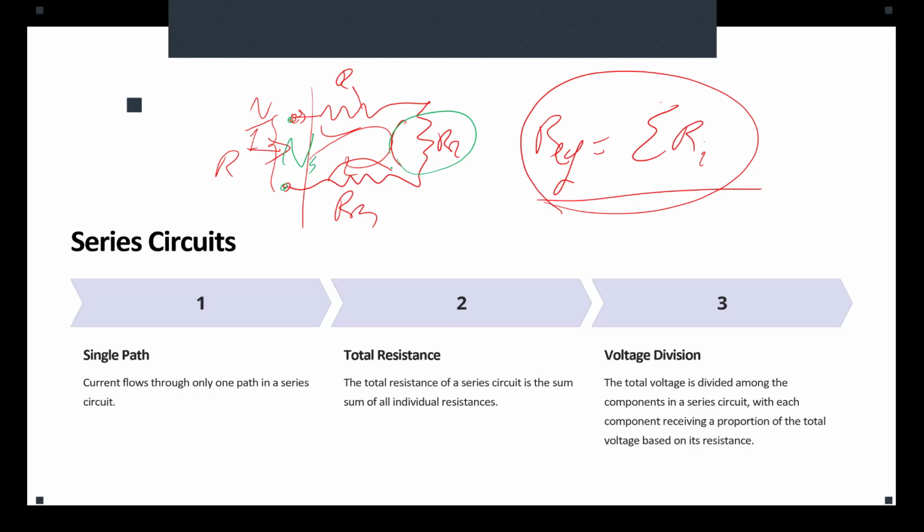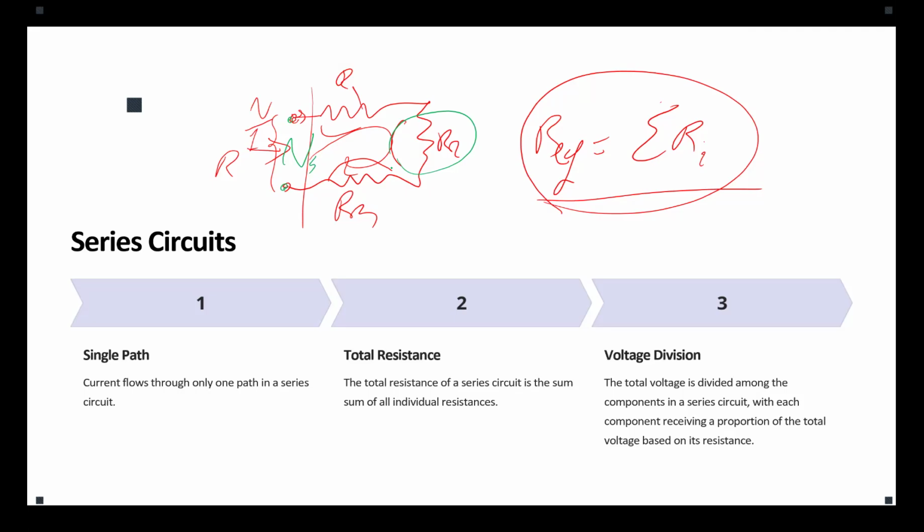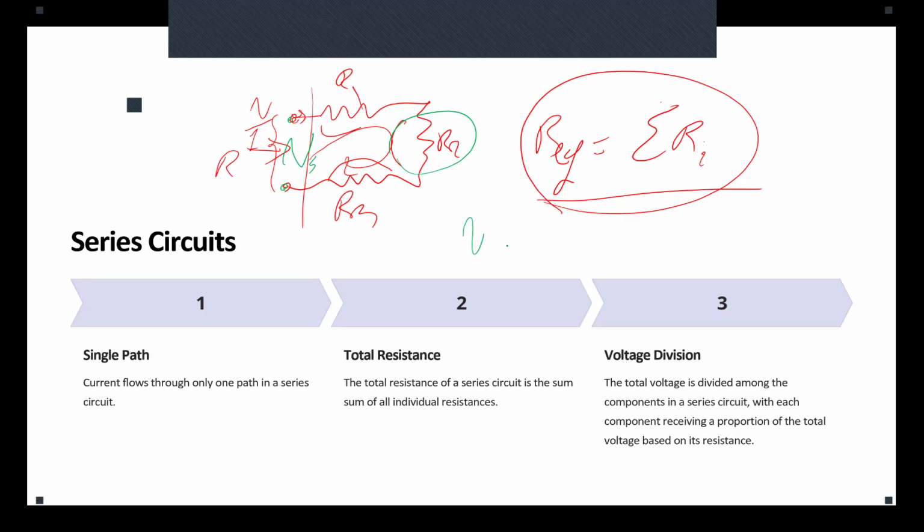Perfect. So the voltage division would be the ratio: V2 would be Vs times R2 over the summation of the Rs. Why? Because this is the current passing through the circuit, times the resistor is the voltage across it.